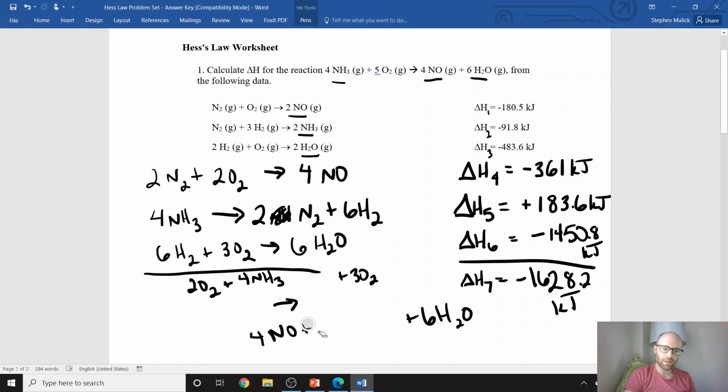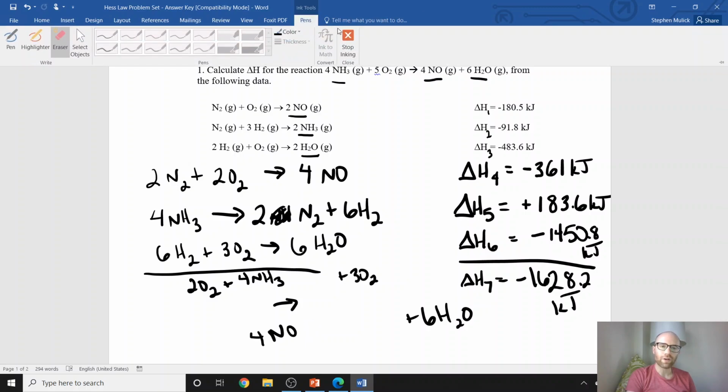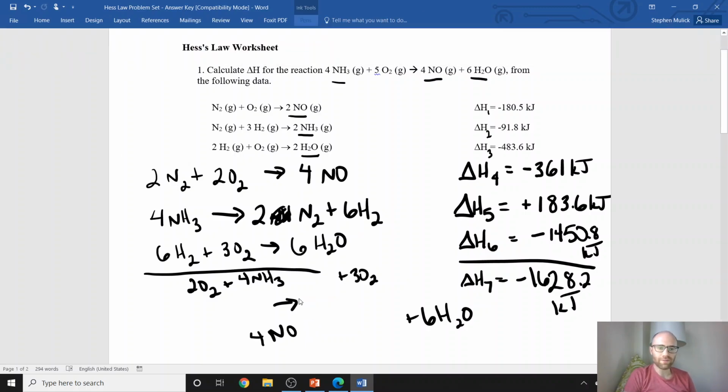If we look, after going through this process, what we're left with is 4NH3. You can add the 3O2 and the 2O2 to make 5 oxygens, yields 4NO plus 6H2O, which is exactly the reaction that we want to have made.